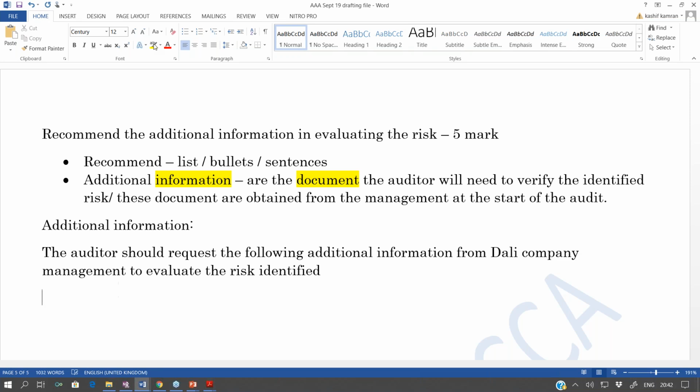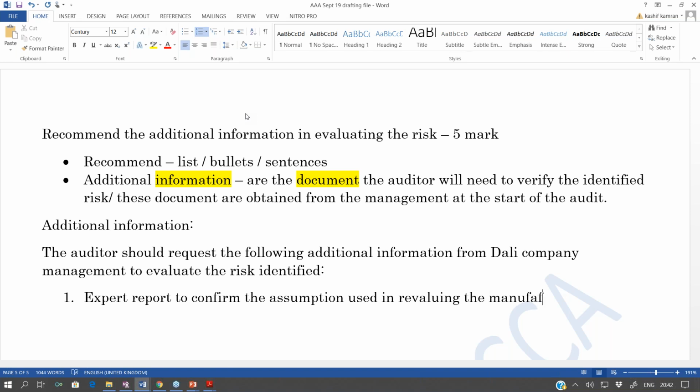Number one, see how to write it. The first risk we wrote was revaluation, right? So for revaluation, should we need the revaluation report, the expert report of who conducted the revaluation, to confirm the assumptions used in revaluing the manufacturing sites? Is that what the auditor needs when he goes to the audit? Does he need the expert report to confirm the assumptions used? Was assumption a risk?